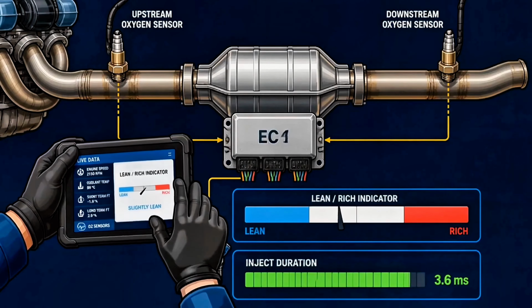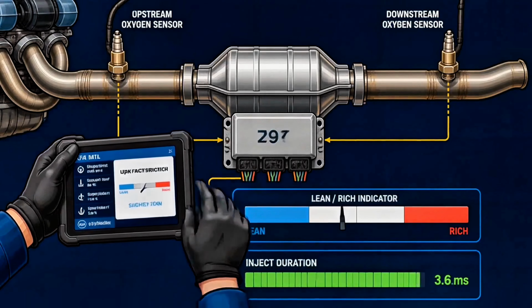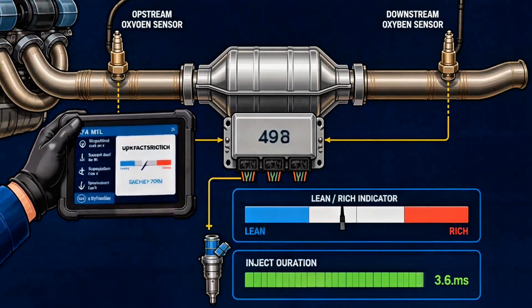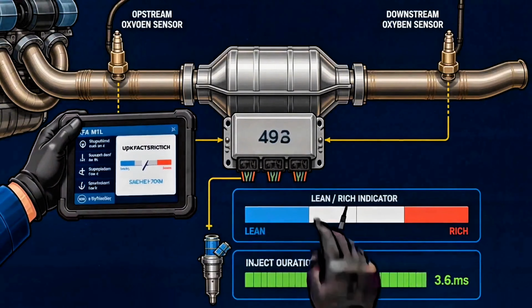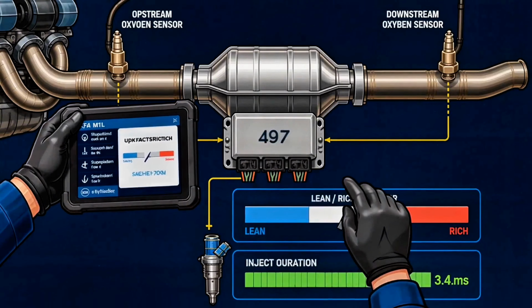If it detects very little oxygen, the mixture may be too rich. The ECU responds by adjusting how long the fuel injectors remain open. This creates a continuous feedback loop. Measure, calculate, inject, burn, measure again.